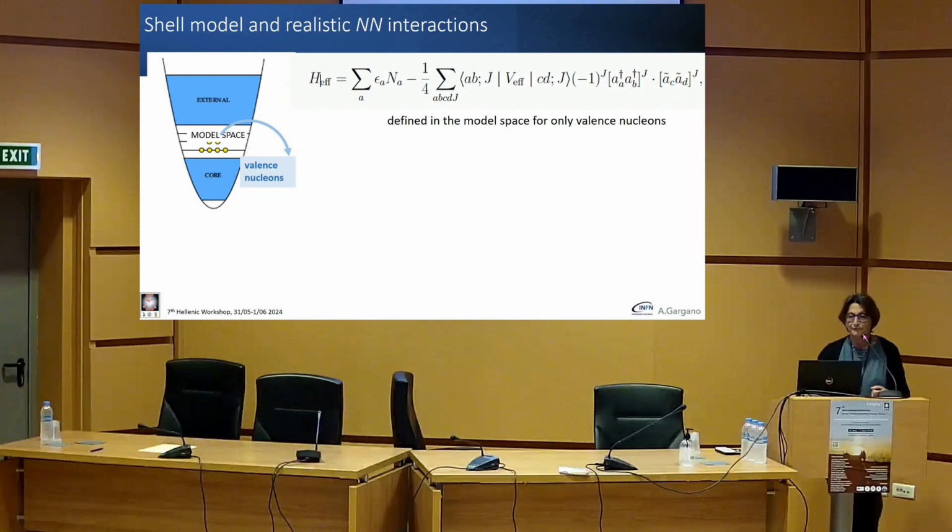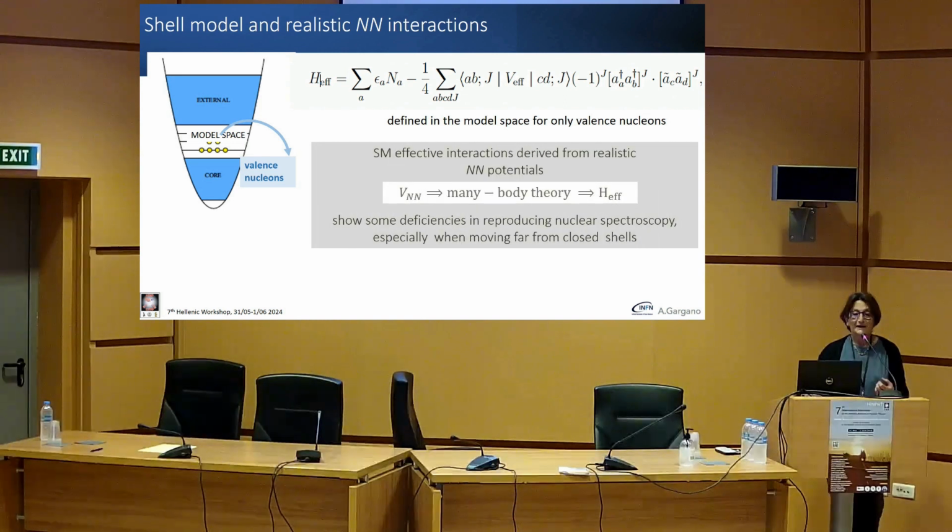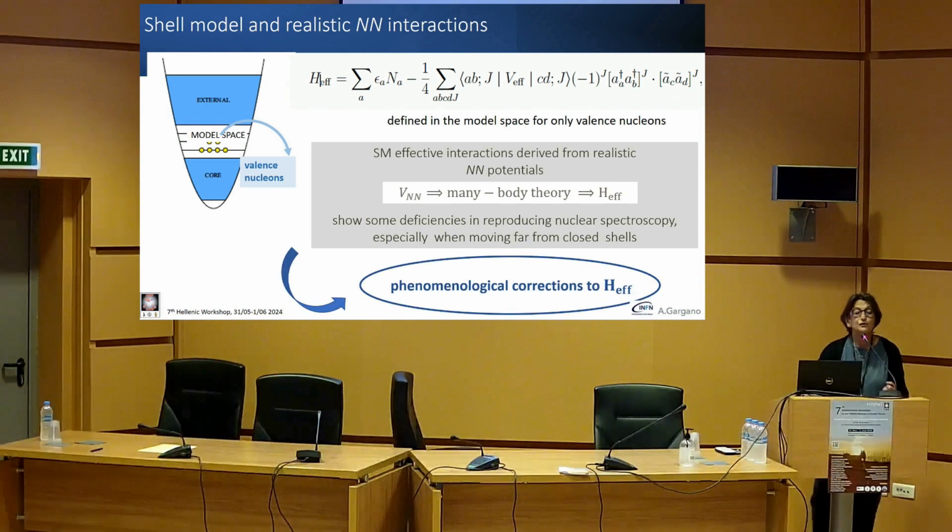Usually a large number of shell model calculations are based on phenomenological interactions. However, we can construct microscopic interactions, namely we can start from the bare nuclear potential, use many-body theory, and derive an effective interaction. However, it is well known that when we start only from a nucleon-nucleon interaction, this Hamiltonian shows some deficiencies, and then one should introduce some phenomenological correction.